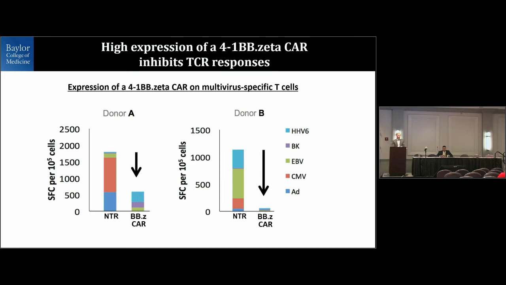Another facet of toxicity from continuous CAR signaling is suppressed responsiveness through the TCR. This happens when we express a highly tonically signaling CAR in multivirus-specific T cells here, and then ask them to produce interferon gamma in response to the specific peptide stimulation. You can see that in both donors, the specific responses are greatly inhibited when the VST expresses the CAR, compared to the VST that did not express anything. So this indicates that tonic CAR signaling actually interferes with the function of the TCR in T cells.